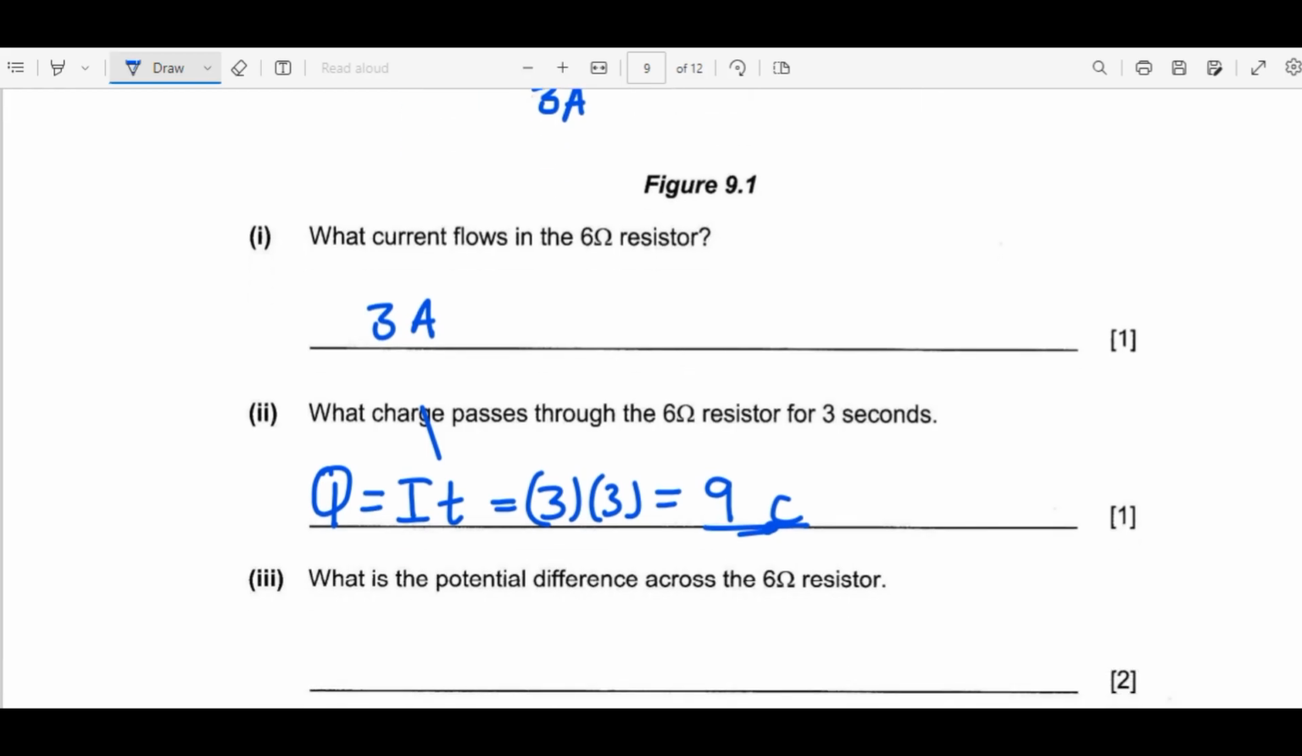Then what is the potential difference across the 6 ohm resistor? Voltage is equal to current times resistance. The current is 3 amps, then the resistance is 6, which gives us 18 volts.